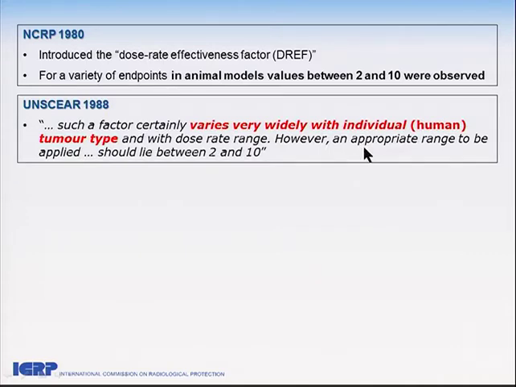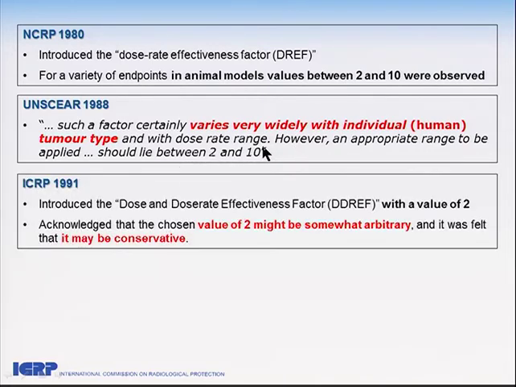And it was stated in UNSCEAR 1988 that if you apply such a factor, you should also keep in mind that it might vary with different tumor types, for example. So it's really a very complicated situation. And again, between 2 and 10.